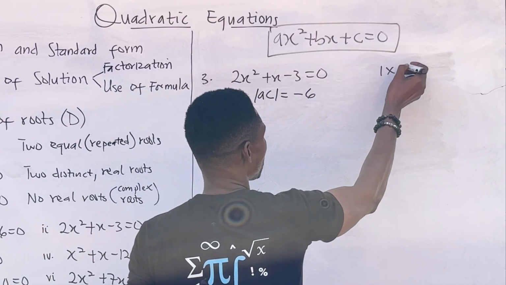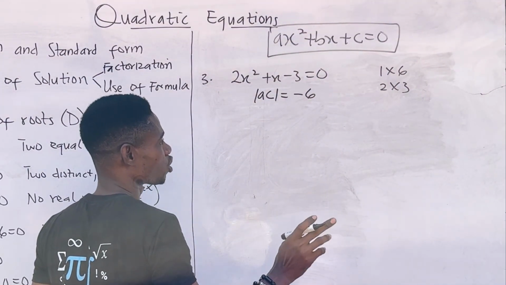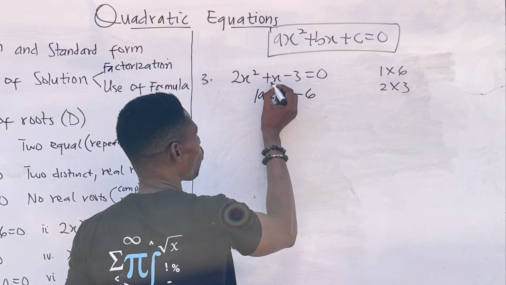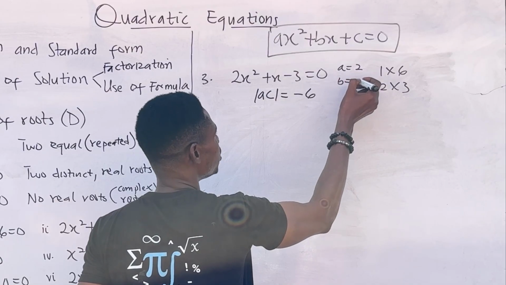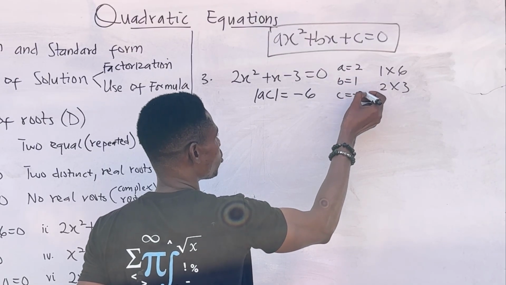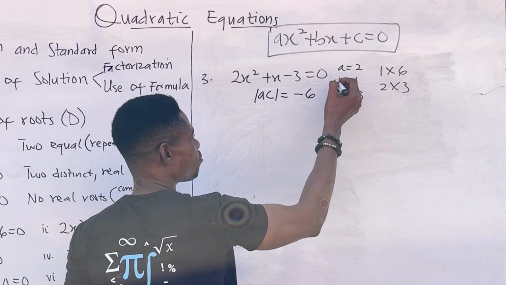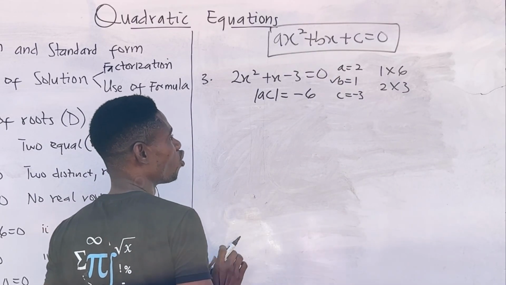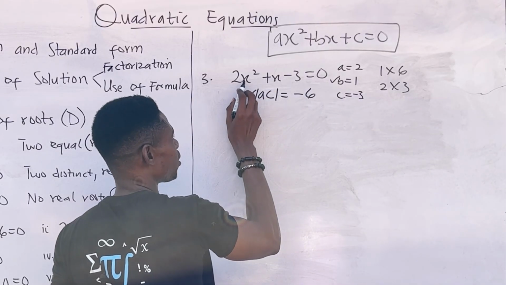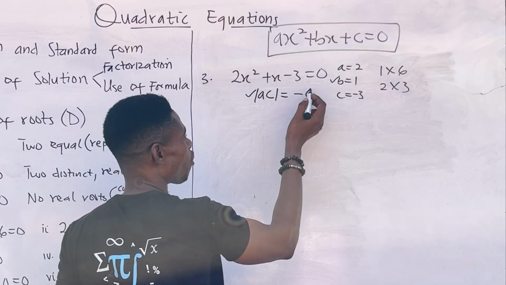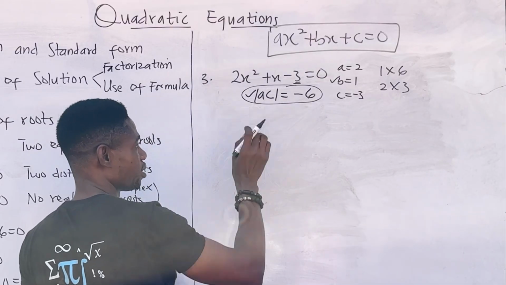So we'll have 1 multiplied by 6, 2 multiplied by 3. These are what will give us 6. Now we're looking for two numbers that when we add them, it will give us 1. Because our A is 2, our B is 1, our C is minus 3. So we're looking for two numbers now that when we add them, it will give us B. When we multiply them, it will give us AC, not just C now, because the coefficient of x squared is not 1. So that's why we're still working with 6, not the 3 that you have there. So take note of this.